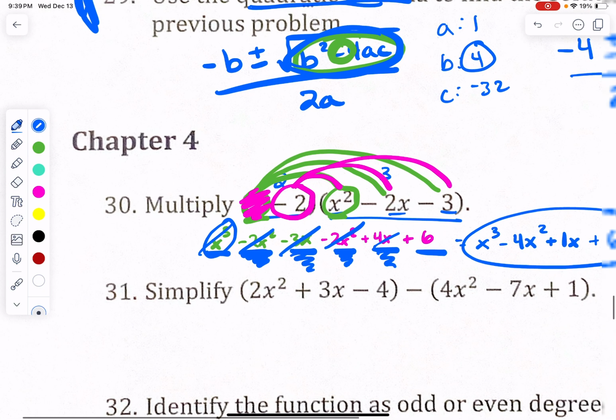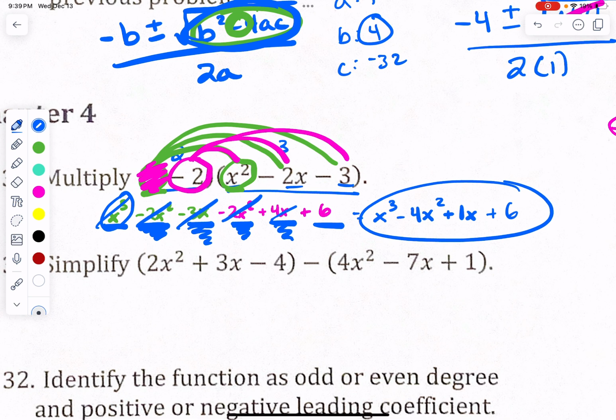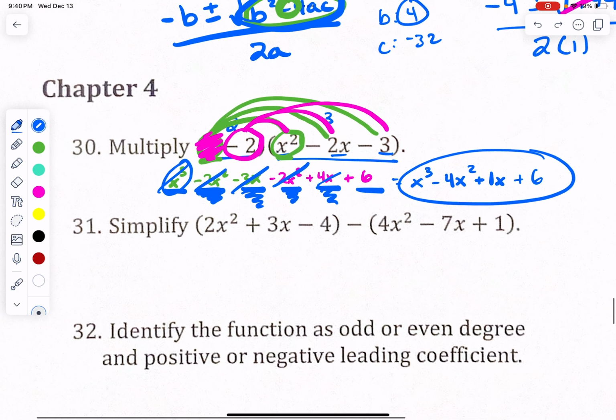That was multiplying. It's kind of like the FOIL method, but you have like an extra 2 steps in there. FOIL, F-O-I-L, is only 4 pieces. This one had 6 because we were taking a binomial times a trinomial, okay? So it's kind of like the FOIL method, though. So there's that. All right, this next one, simplify.